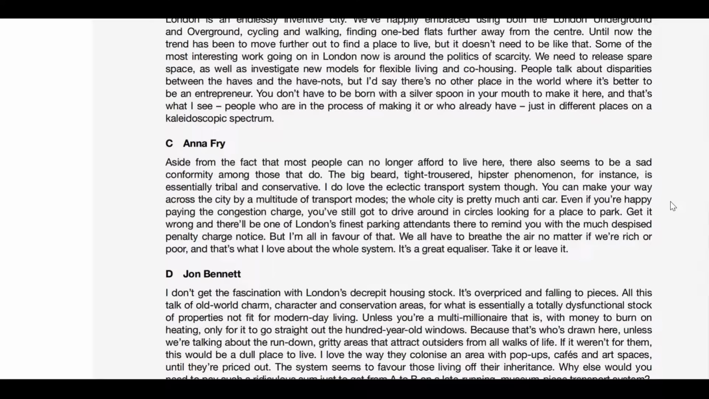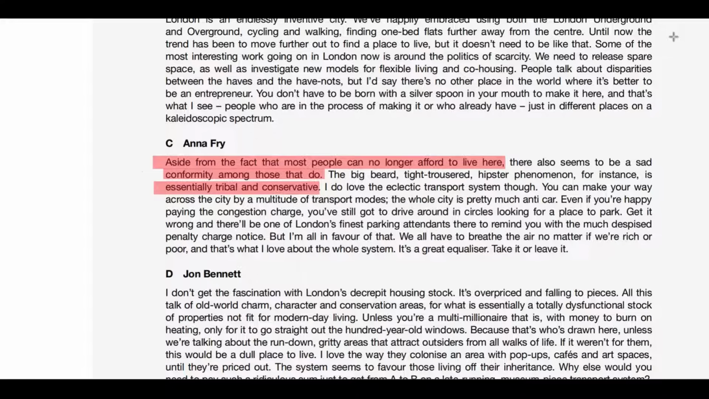And if we look at C, what does C say in relation to housing? Most people can no longer afford to live here. So right from the beginning, it's expensive. Sad conformity among those that do. The people living there are essentially tribal and conservative. She talks about the London transport system, which seems to be positive. And I don't think she says anything else. So it's here from the top that she says, negatively, it's an expensive place to live.